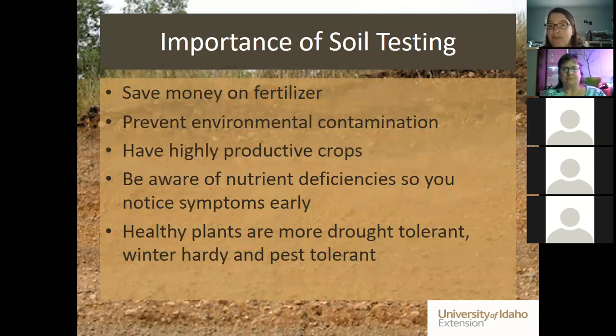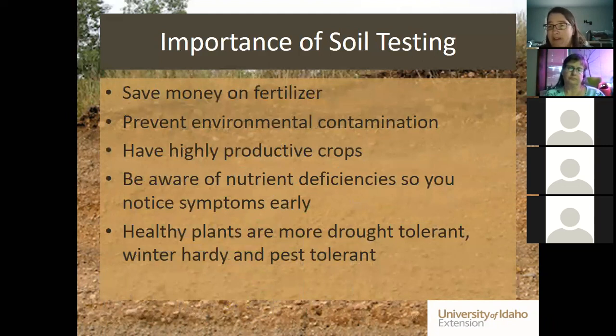So, saving money on fertilizer. If you do a soil test and you don't need to add phosphorus or potassium, then you can just buy nitrogen fertilizer and not have to worry about the other two. You can prevent environmental contamination by not applying too much of these nutrients. Your crops and your landscape plants will be very productive.